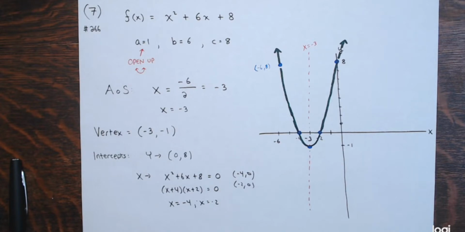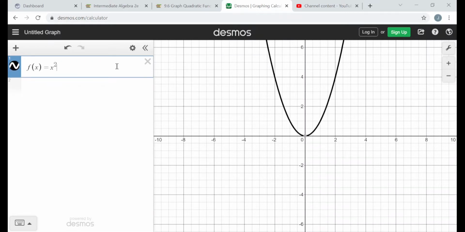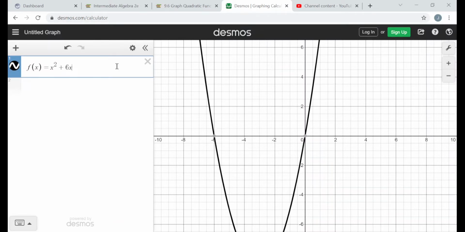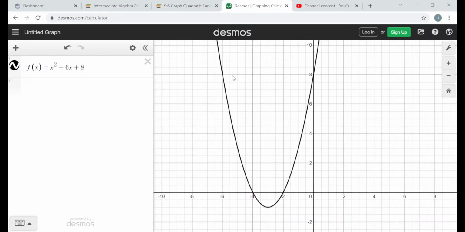All right, let's just double check our work. Go into the Desmos site and enter the function we were given. All right, f of x equals x squared plus 6x plus 8. And let's make sure these points all match. Look at the vertex down here, negative 3, negative 1. Excellent. The x-intercepts, negative 4, 0, negative 2, 0, as I stated. The y-intercept, 0, 8. Perfect.